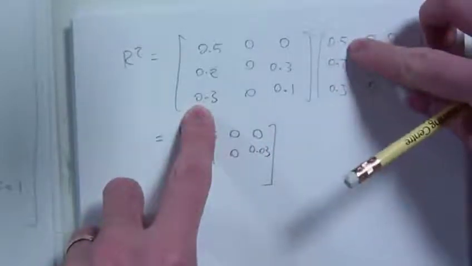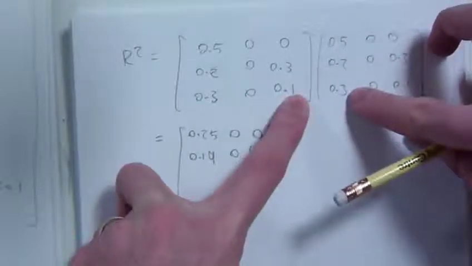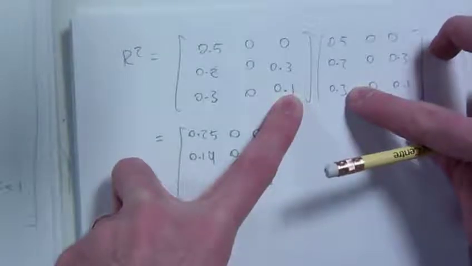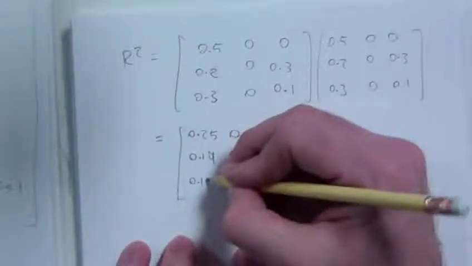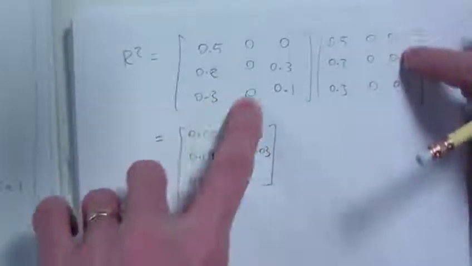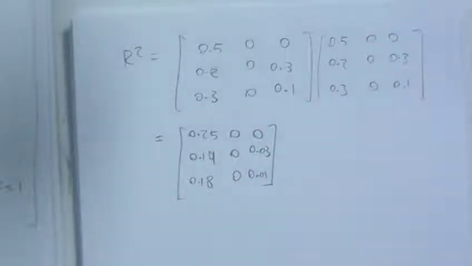0.5 times 0.3 is 0.15, 0, and 0.03 again. 0.18, 0, 0, 0, 0, and 0.01. Okay, so I could do all of that.